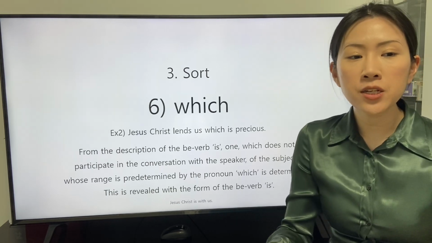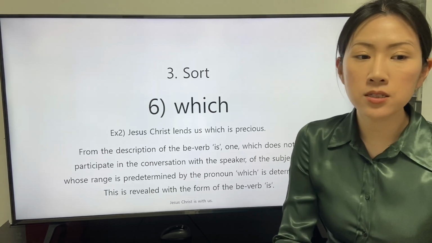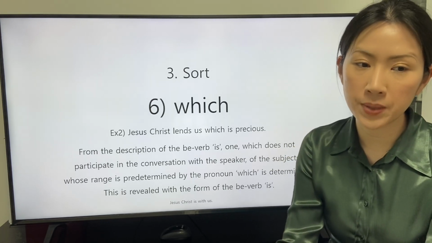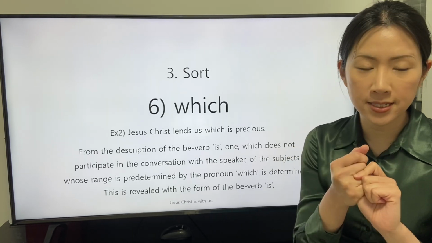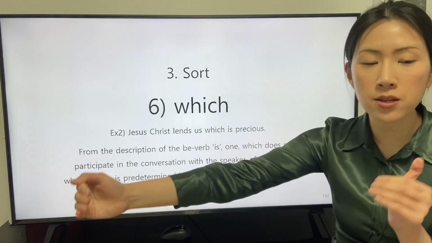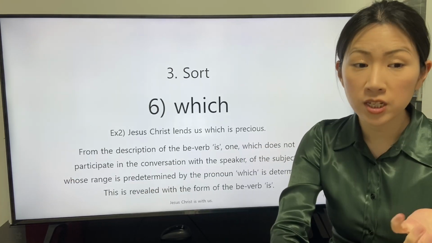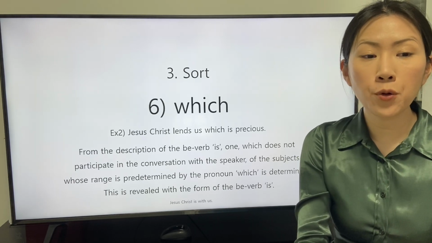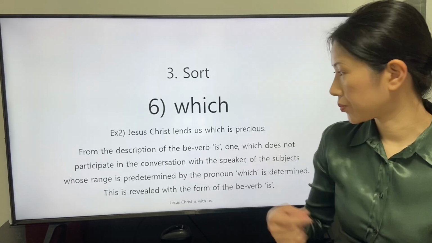From the definition of the be verb is, the subject does not participate in the conversation with the speaker, and the range of the subject is predetermined by the pronoun which. This is revealed with the form of the be verb is.